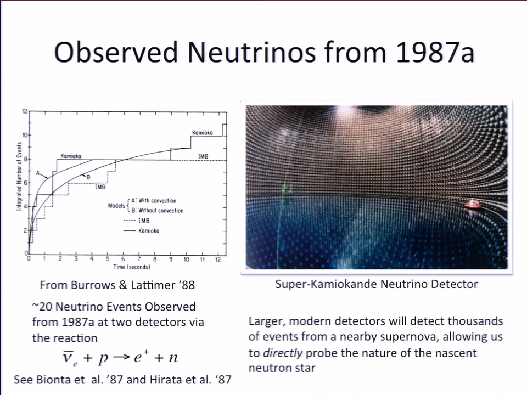But the exciting thing is that with modern detectors, instead of seeing 20 events, you'll probably see a few thousand events from a galactic core collapse supernova or a supernova in the local group, like 1987A, which went off in the LMC. So with thousands of events, you probably can distinguish between various models for the microphysics in your core collapse or in your proto-neutron star.